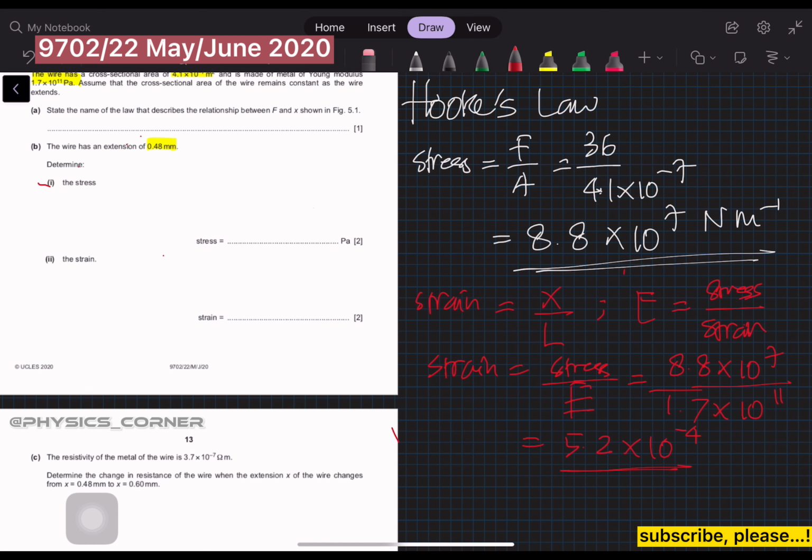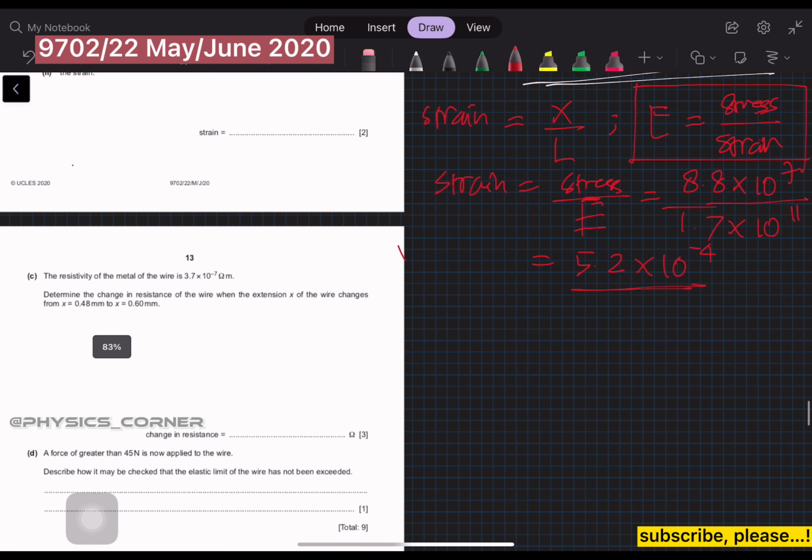We use this formula: Young modulus equals stress over strain. So strain equals stress divided by Young modulus. The symbol for Young modulus is capital E. Okay, we continue to the next question.